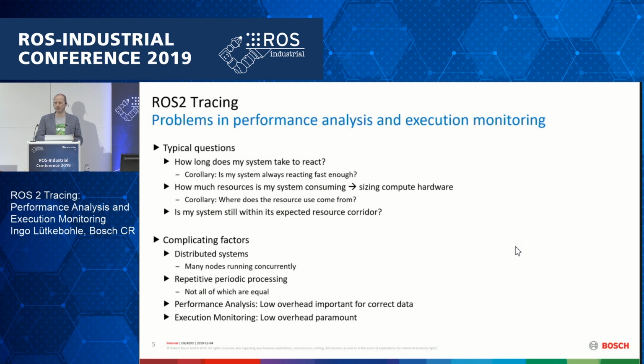So all of these are not new questions, but there are a couple of complicating factors in ROS2-based systems. The first of them is that it's a distributed system where we have many processes running concurrently, sometimes even on different machines. Also, we have repetitive periodic processing, and the assumption by many people is that if it runs correctly for one cycle, it always runs correctly, but this is simply not true. And of course, if you want to do this at runtime, it should better be low overhead. This is true for general performance analysis, where we don't want to affect the system that is measured, but it's even more important for execution monitoring, if you want to run it continuously.